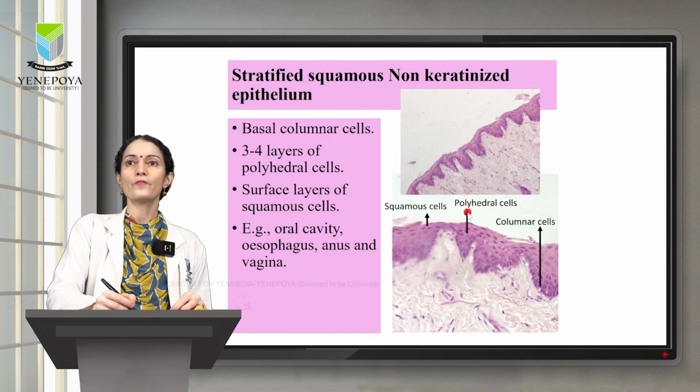This slide is of stratified squamous non-keratinized epithelium. This type of epithelium is found in the oral cavity, esophagus, anus and vagina, where the epithelium is protective in nature. We can see the basal cells that are columnar cells. Then we can see a few layers of polyhedral cells, around 3 to 4 layers. Then on the surface we can see a few layers of squamous cells. The picture here is taken from the esophagus. This is the 45x magnification of the esophagus, whereas this is the 10x magnification of the stratified squamous non-keratinized epithelium of the esophagus.